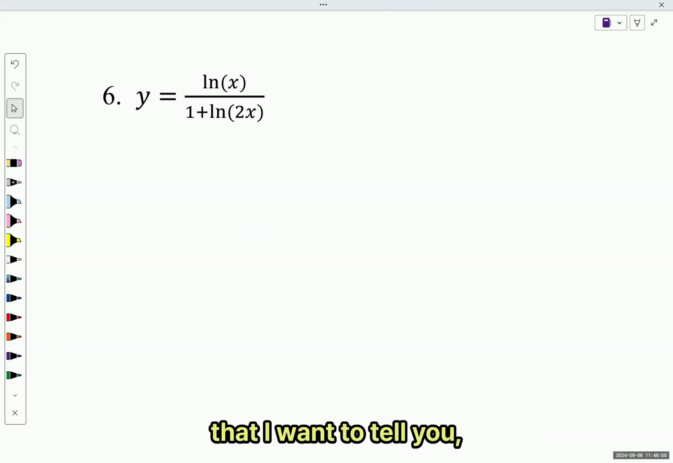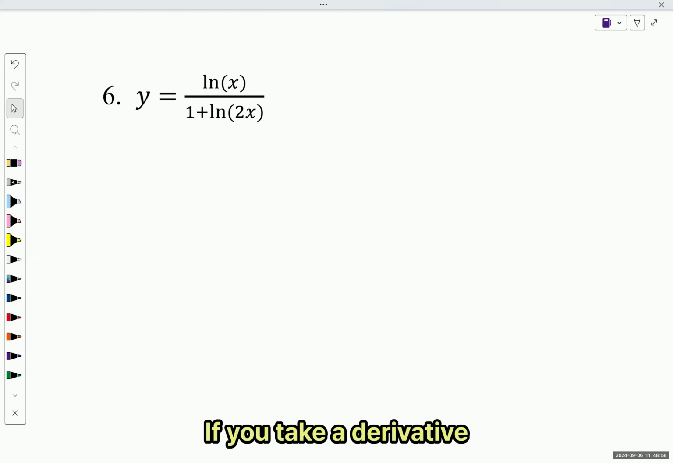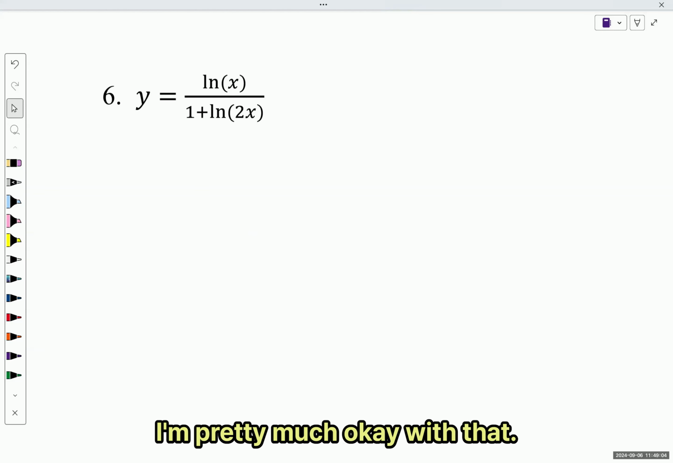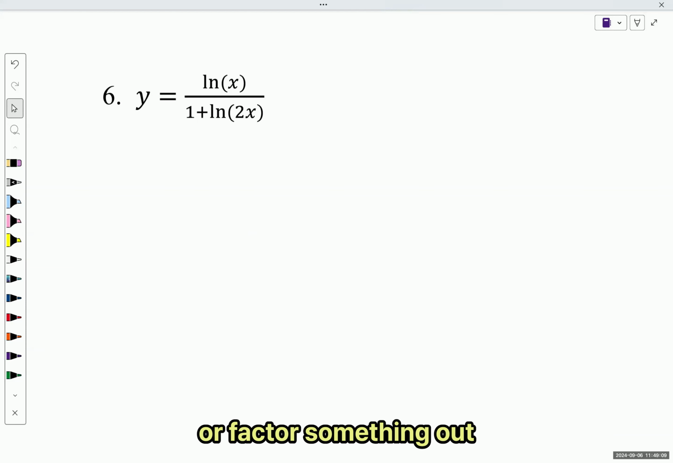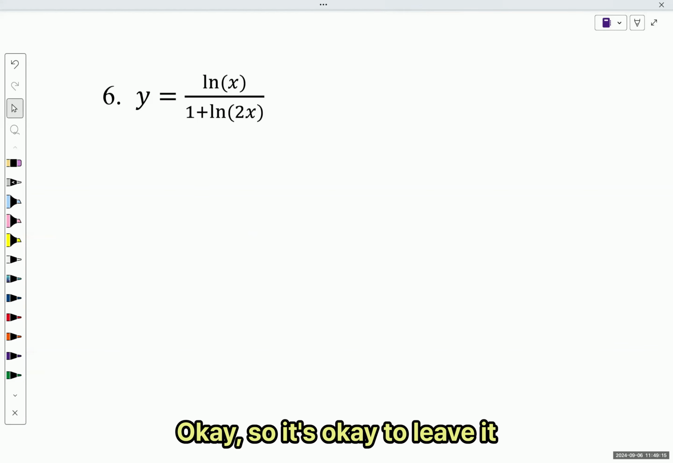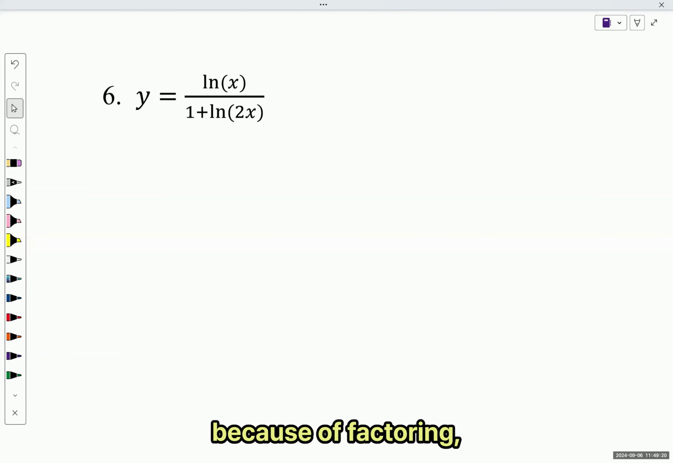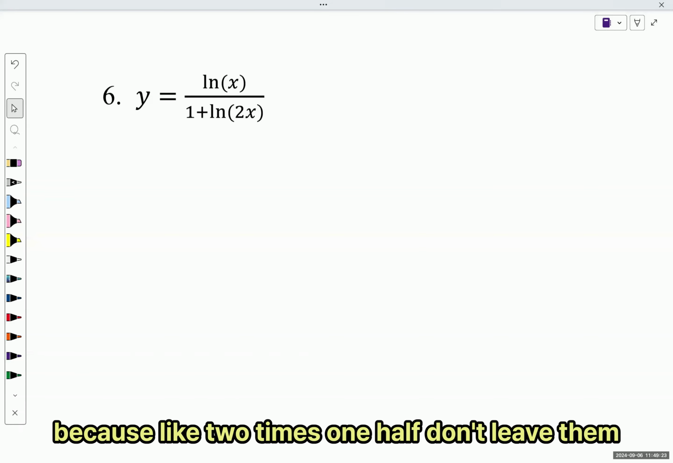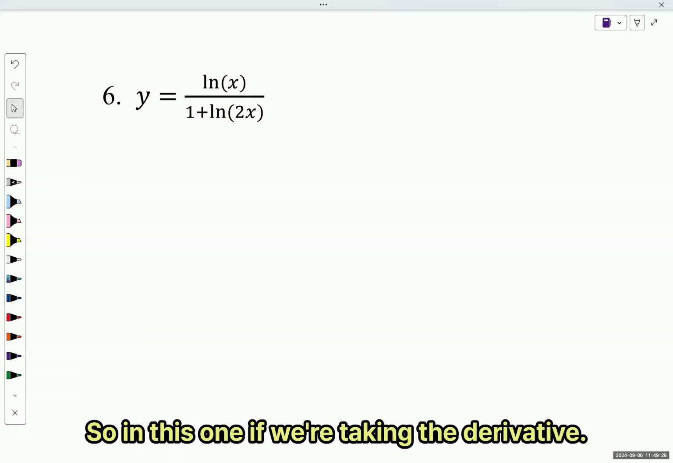Okay. The other thing that I want to tell you, I know that the answer key is pretty simplified as far as algebra goes. If you take a derivative and at least clean it up a little bit, I'm pretty much okay with that. So if your answer is slightly different from mine, but you make one more step to simplify it or factor something out, that's fine. You don't have to factor the stuff out. Okay. So it's okay to leave it unfactored as long as you're simplifying anything in there that you can cross out, because like 2 times 1/2, don't leave them there. Go ahead and cancel those out. +1, -1, go ahead and simplify that, right?